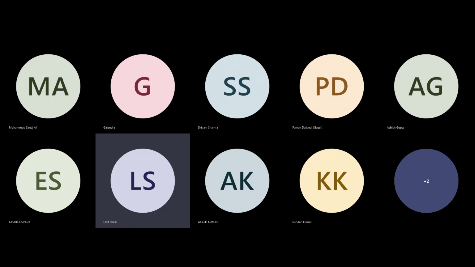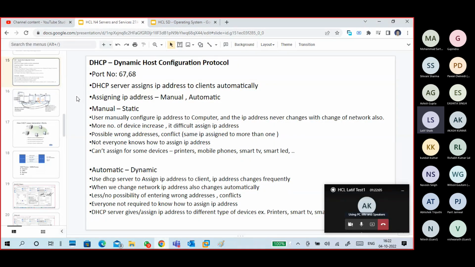Okay, so we'll see, guys, there are differences between DHCP and other things. So what is DHCP? Dynamic Host Configuration Protocol. Port number 67, 68. The DHCP server assigns IP addresses to the clients automatically.